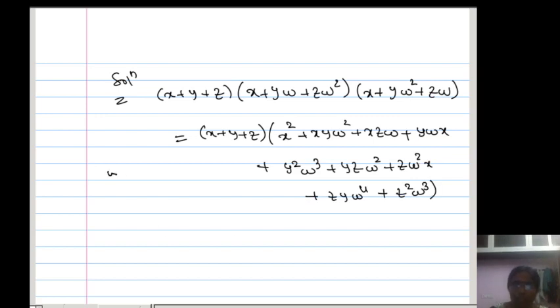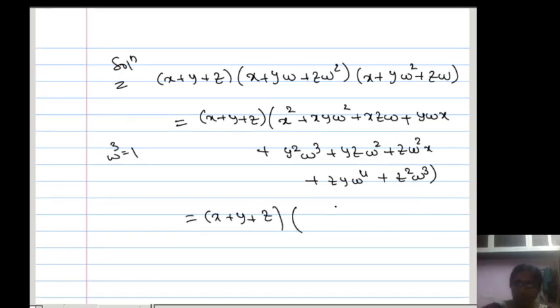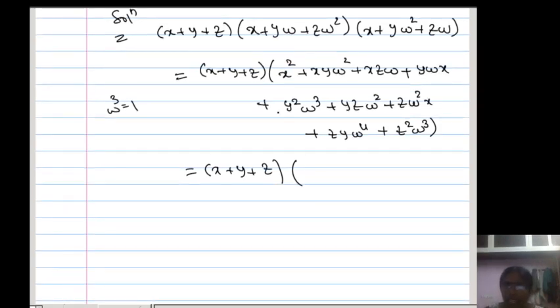Now I am substituting omega cube equal to 1 and 1 plus omega plus omega square equals 0. Using those relations I can simplify and get the RHS. x square as it is. Now y square, since omega cube is 1, stays y square. Similarly z square, as omega cube is 1. Okay, three terms are completed.